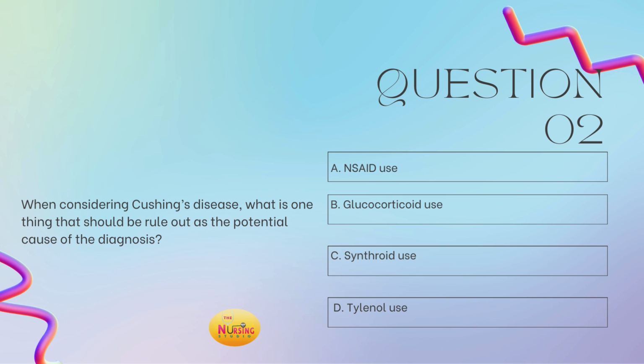Question number two. When considering Cushing's disease, what is one thing that should be ruled out as the potential cause of the diagnosis? Is it A, NSAID use, B, glucocorticoid use, C, Synthroid use, or D, Tylenol use? Take a moment and tell me what you got in the comments.